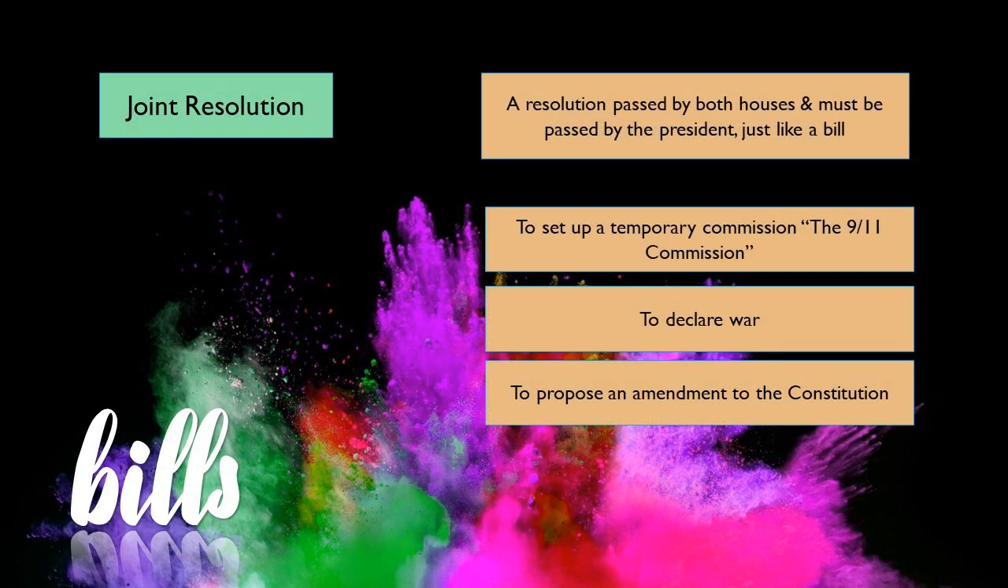So you know the term joint session. A joint resolution kind of has the same meaning here. A joint resolution is passed by both houses. That means the House and the Senate agree on a joint resolution, and then the president would also agree to this. So joint resolutions might be a resolution to declare war, might be a resolution to set up a temporary investigative group like the 9/11 Commission, a joint resolution to investigate the 2016 election. And if they're going to propose an amendment to the Constitution, that also takes the form of a joint resolution.